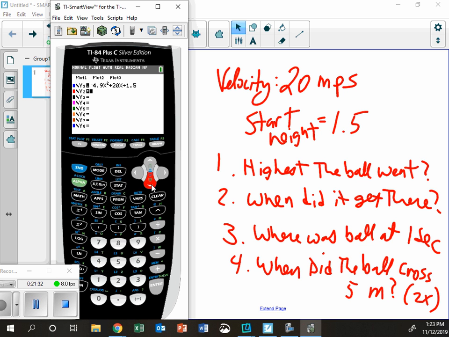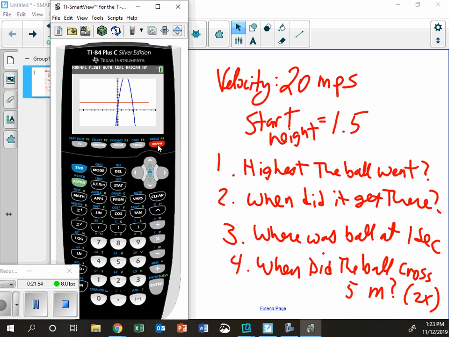Last time I had a 0 in there. That's when I wanted to hit the ball hitting a height of 0. This time I wanted the ball to hit a height of 5 meters, so I changed that to a 5. All right, then I'm going to go out to my graph, and I'll see if I can see the top of my graph. Oh, I can't see the top of my graph.